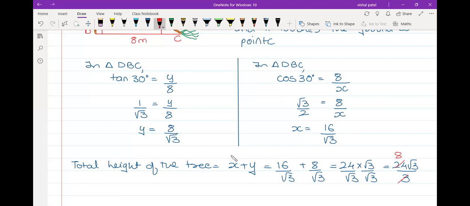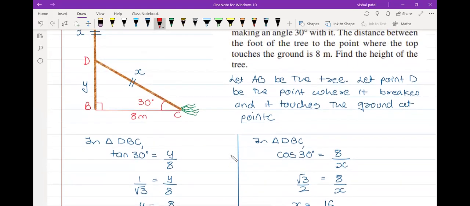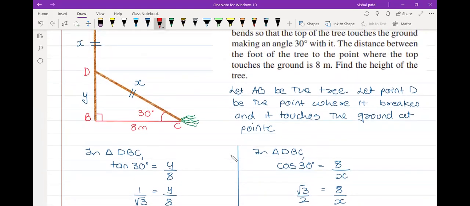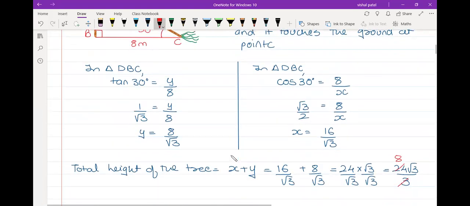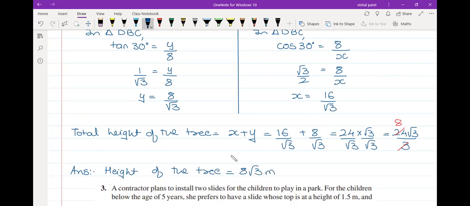Now, students, the sum is over. But I'll see the question. In the question, if they have given the value of root 3, no. Okay, so my final answer is height of the tree equal to 8 root 3 meters.